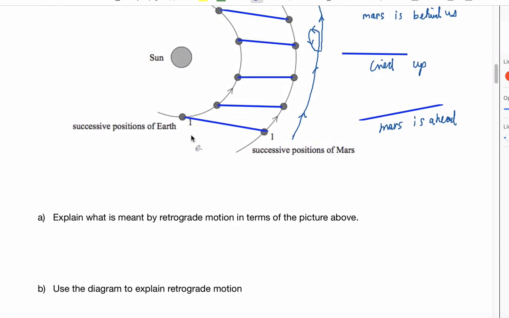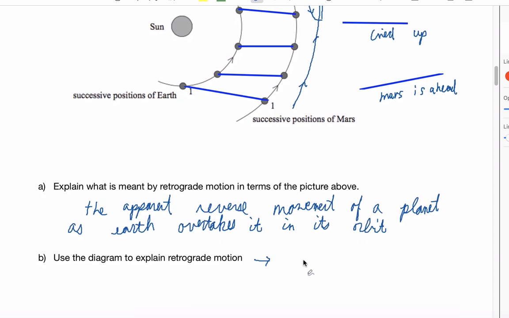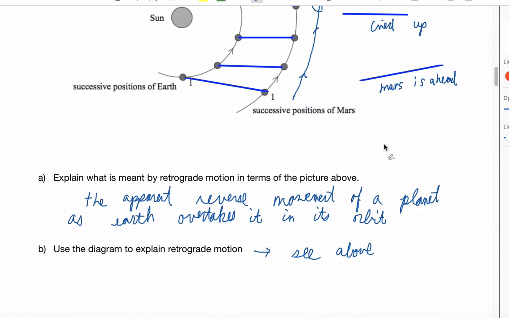So what we mean by retrograde motion is the apparent reverse movement of a planet as Earth overtakes it in its orbit. And the diagram will just basically say see above. So this is what we want to label in our picture.